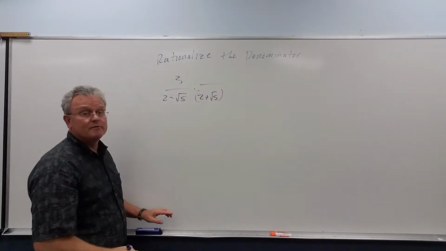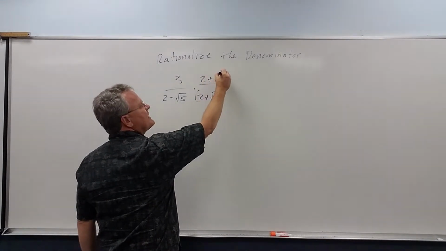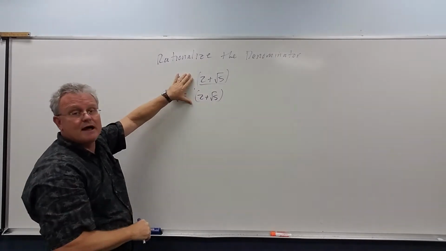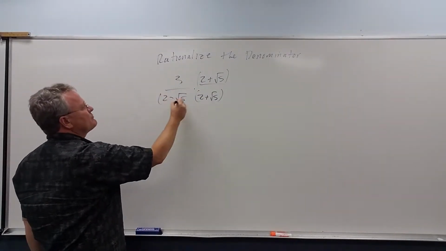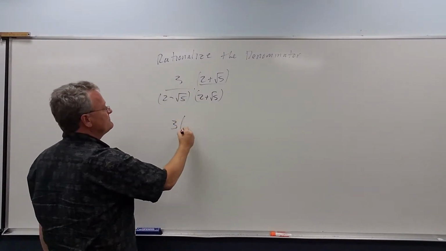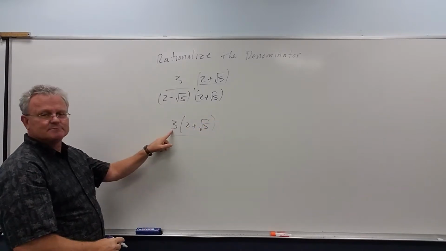As we talked about before, if I multiply the bottom by 2 plus root 5, I've got to multiply the top, because now it's like multiplying by 1, which isn't going to change the value. Let me put parentheses around this. So in the top, I'm going to wait to distribute. You'll see why in a minute. Usually you want to wait, because this might simplify.